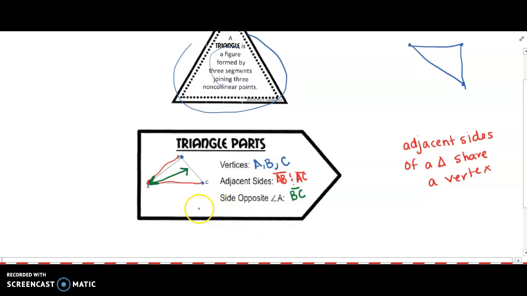As we will learn going forward, and you don't have to know this right now, this will also be called side little a. Okay, so opposite of angle A will be side little a. Opposite of angle B will be side little b. Things like that. You don't need to know that right now, but if you want to write it down, you can do that.